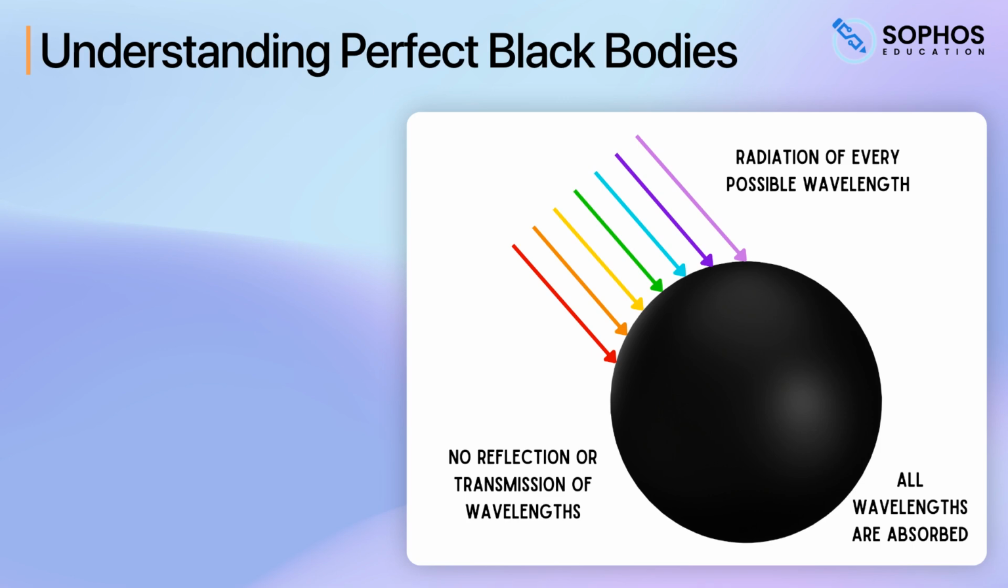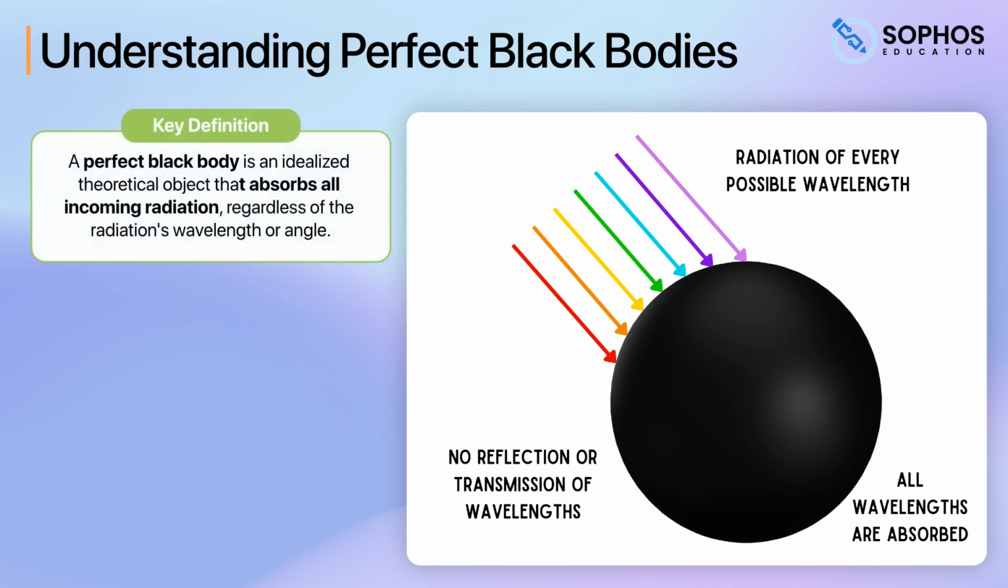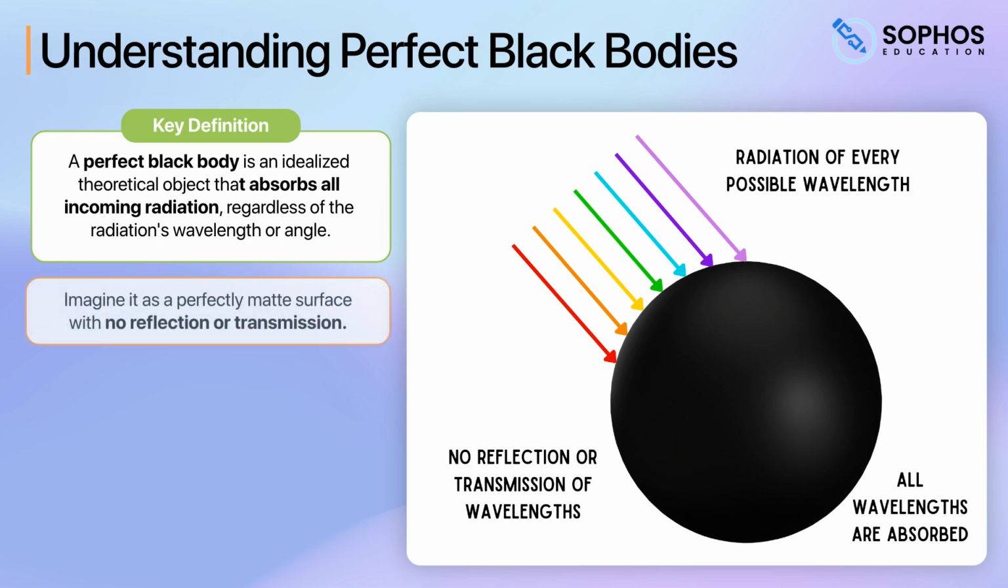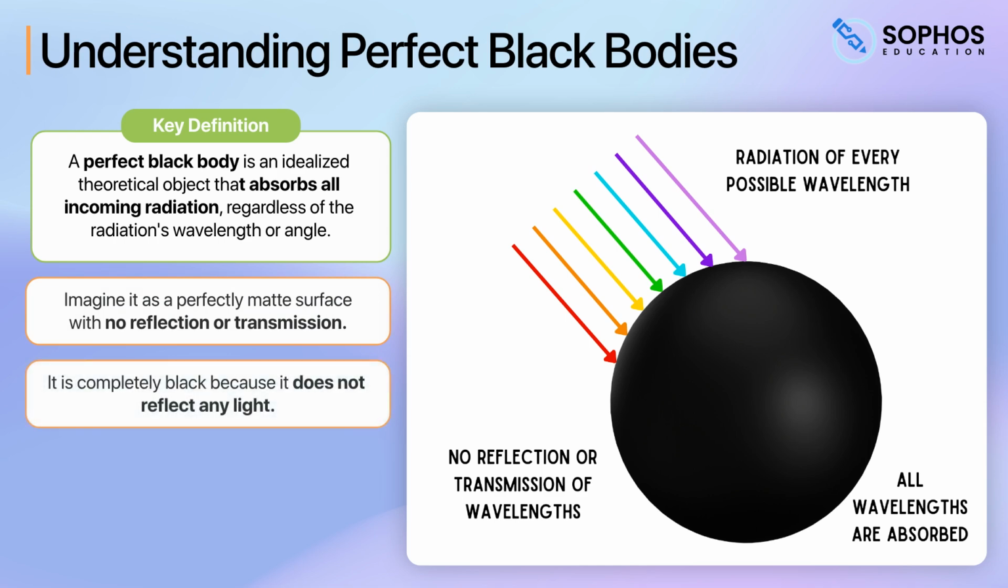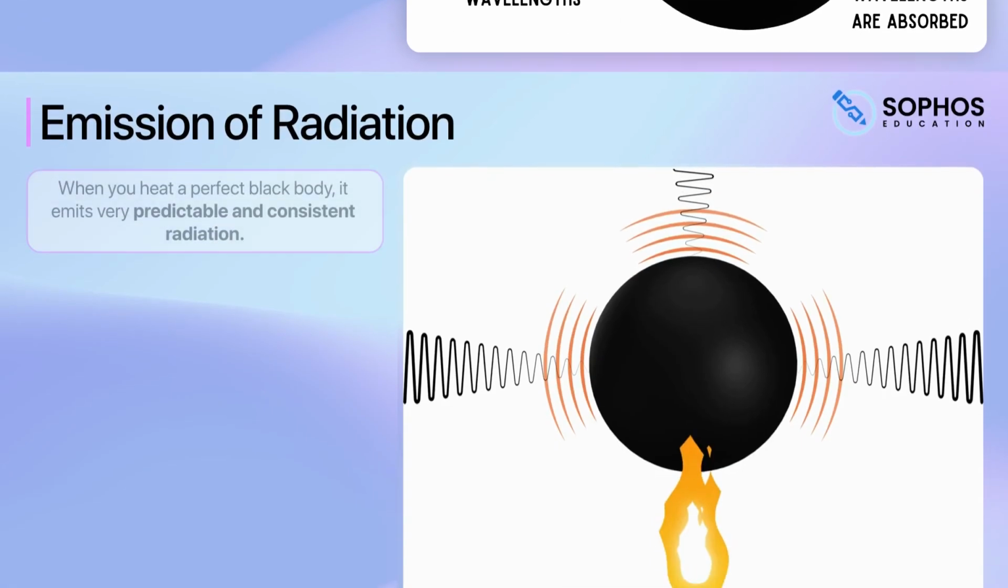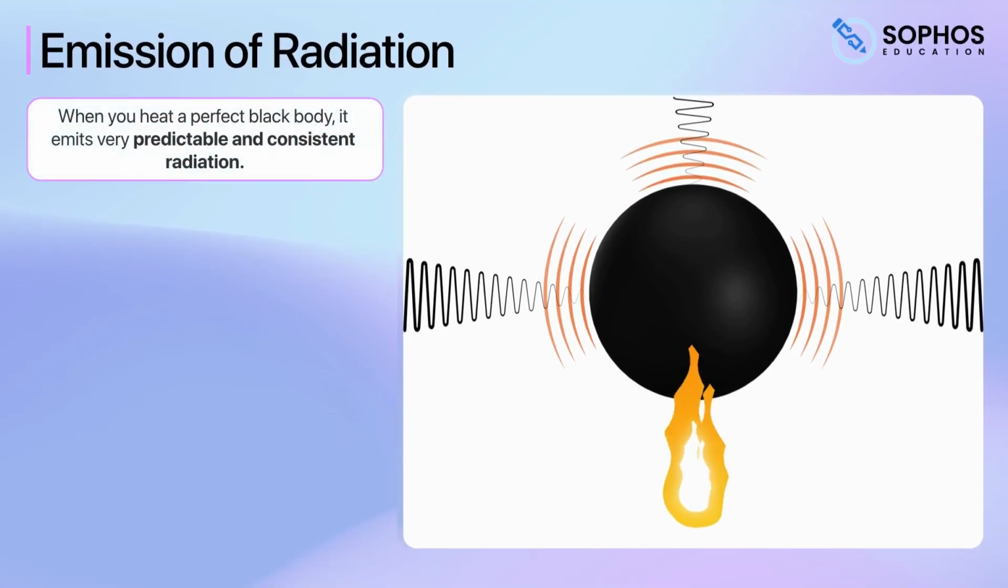Let's begin by defining a perfect black body. A perfect black body is an idealized theoretical object that absorbs all incoming radiation, regardless of the radiation's wavelength or angle. Imagine it as a perfectly matte surface with no reflection or transmission whatsoever. Because it does not reflect any light, a perfect black body appears completely black. The efficiency of emission by a perfect black body makes it a unique and useful theoretical model in physics.